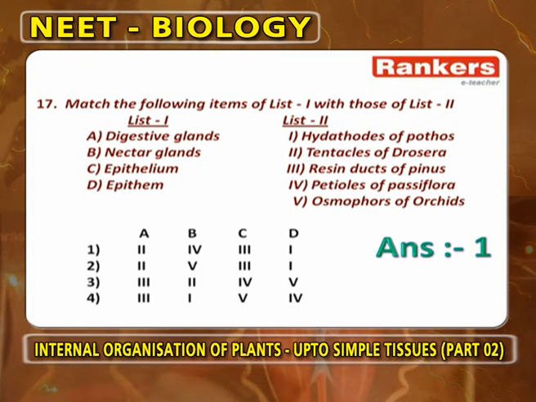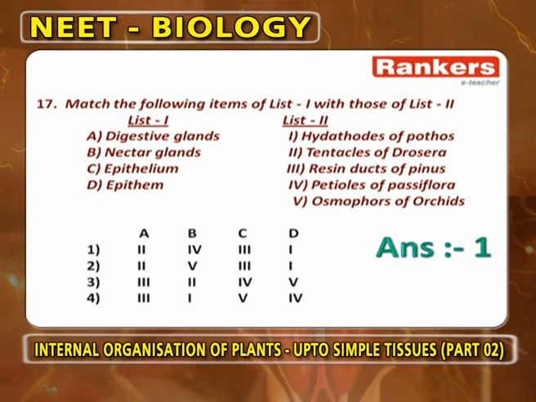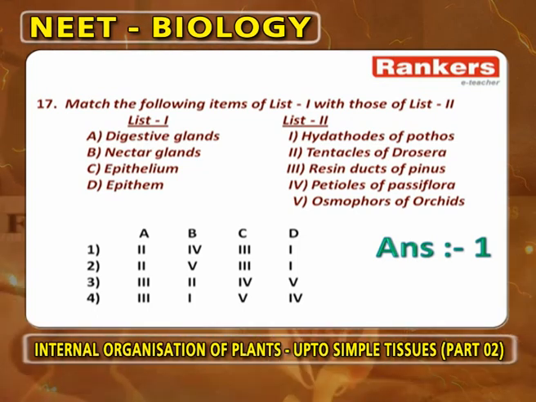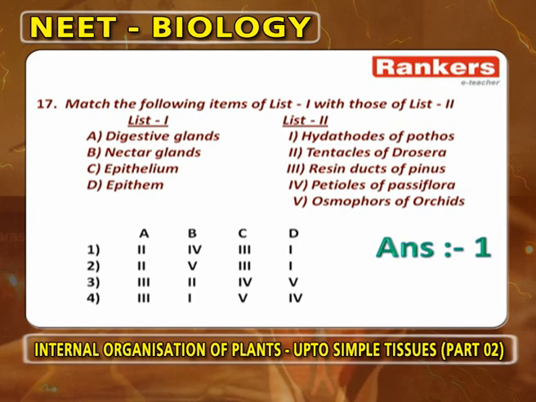Next, match the following items of list 1 with those of list 2. List 1 and list 2. Digestive glands, nectary glands, epithelium, epithem. Hydatodes of pothos, tentacles of drosera, resin ducts of pinus, petioles of passiflora, osmophores of orchids.